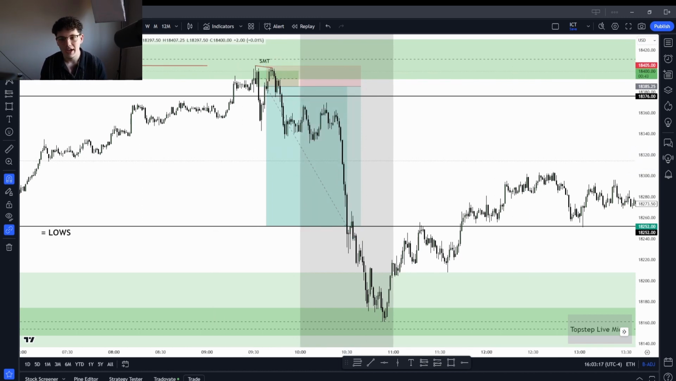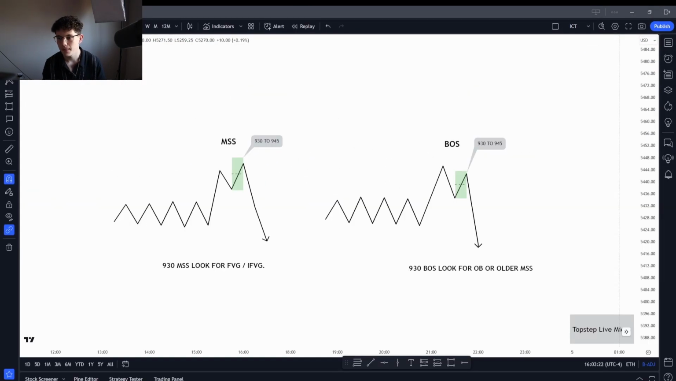But I'm going to switch screens here. I'm going to show you 9:30 to 9:45. When we have a manipulation like here, which is this green highlighted box, when it breaks a previous high from 9:30 and then forms a market structure shift, you want to look for retracements into inversion fair value gaps and fair value gaps. Because with that displacement after the manipulation, there should be some gaps left open. If there isn't any inversion or regular fair value gaps, you're probably going to get stopped out.